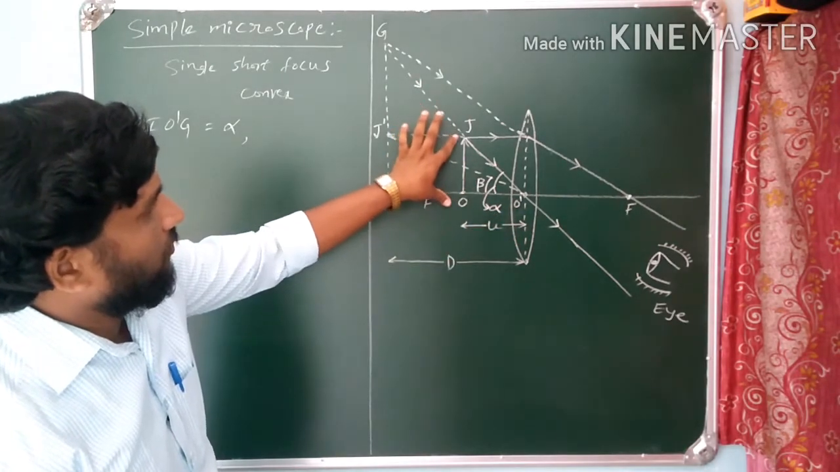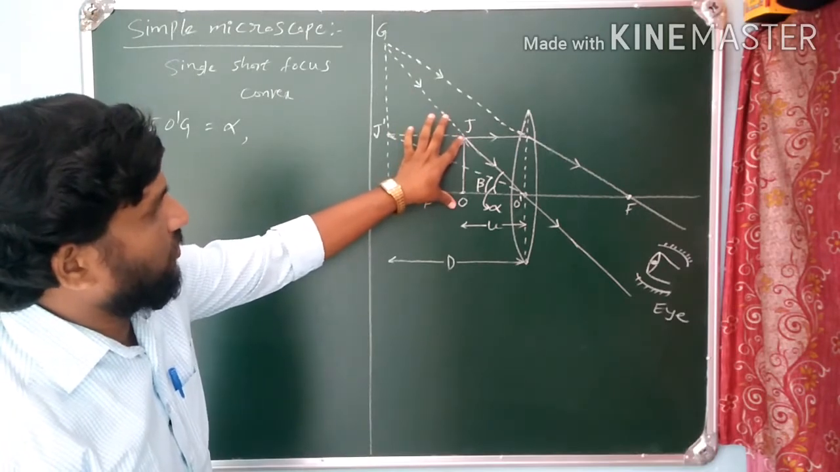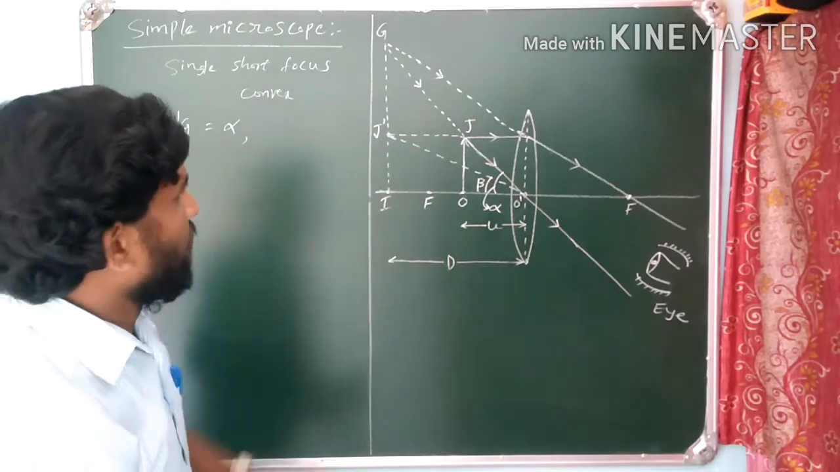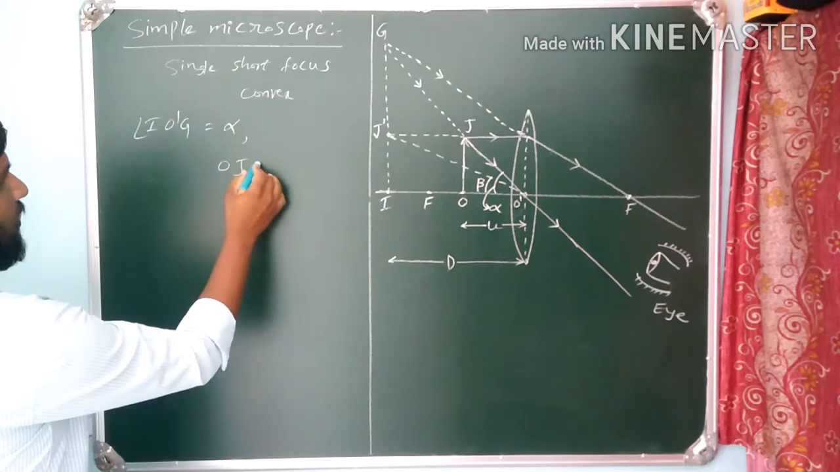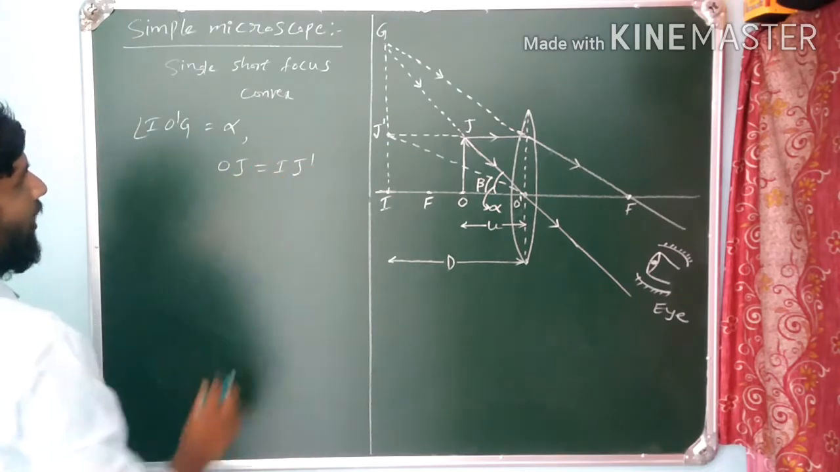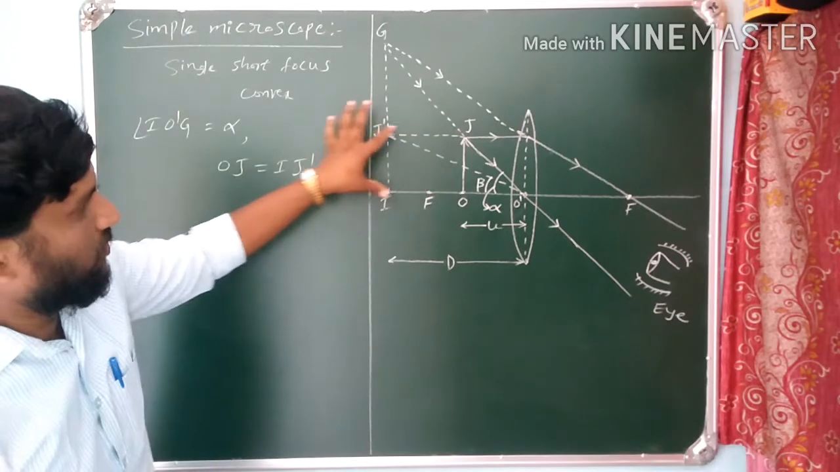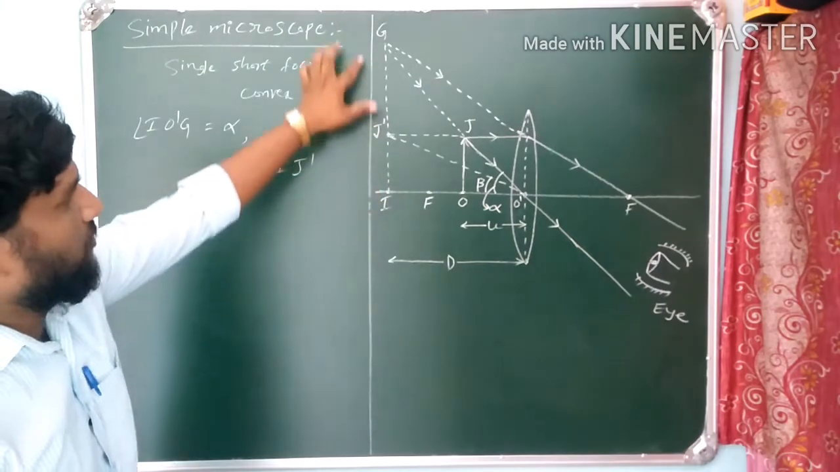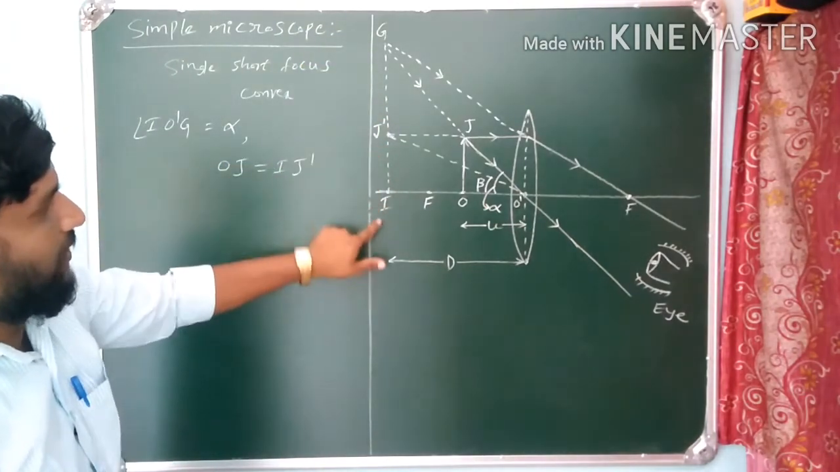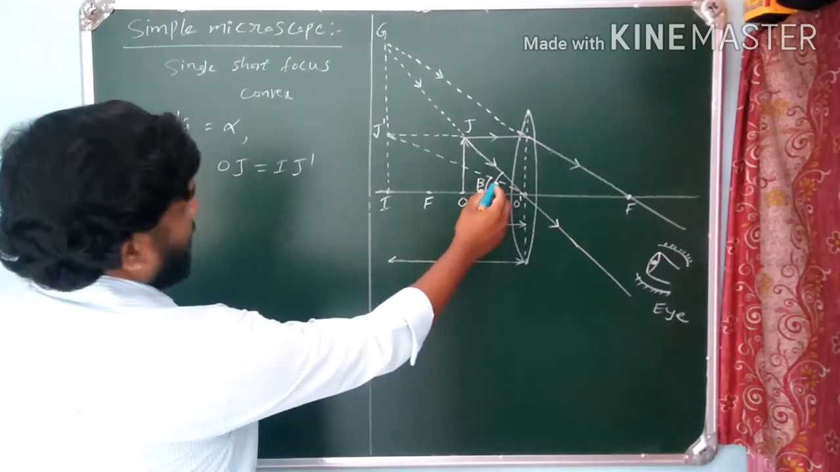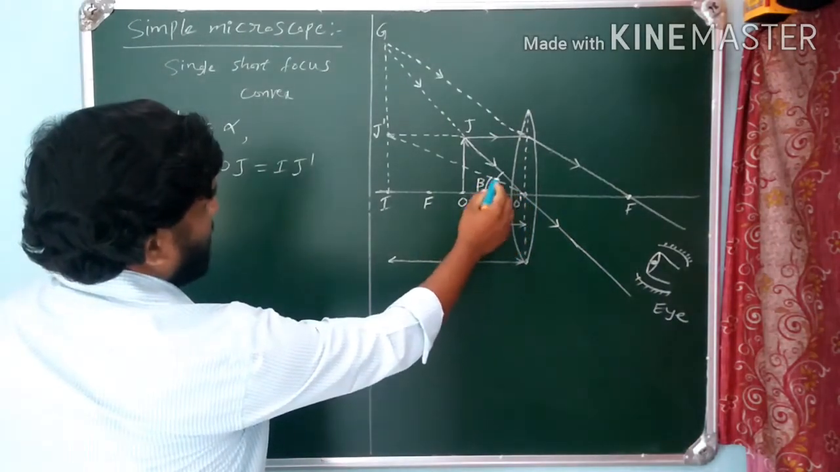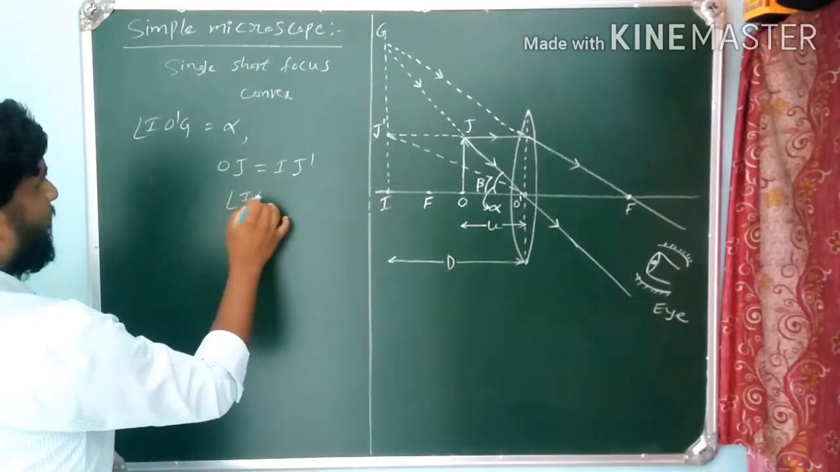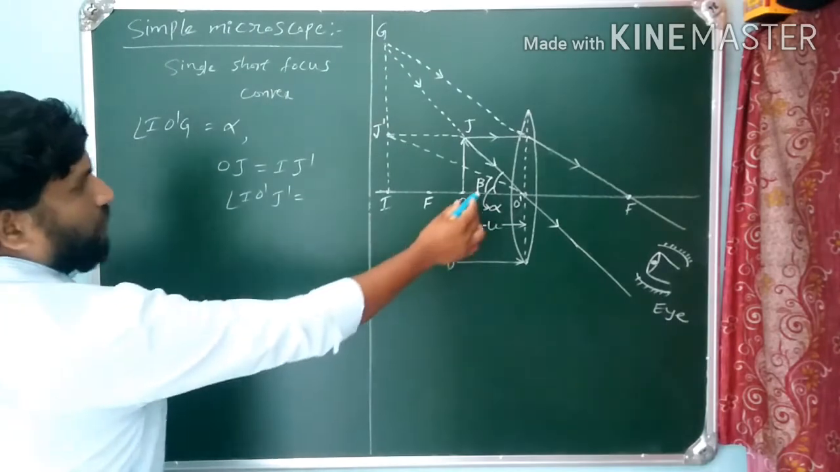Let the position of the object OJ be shifted to a new position, IJ dash. From the diagram, OJ is equal to IJ dash, which means the object is shifted to the near point, that is, the position of the image, IJ dash. Let the angle subtended at the optic center O dash be beta. Therefore, angle I O dash J dash is beta.